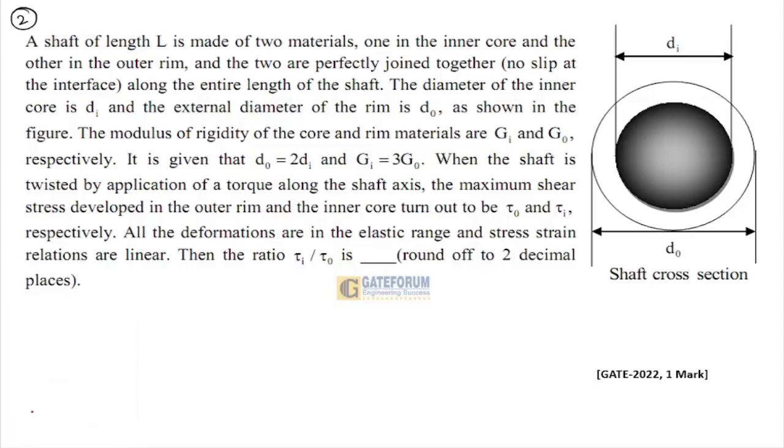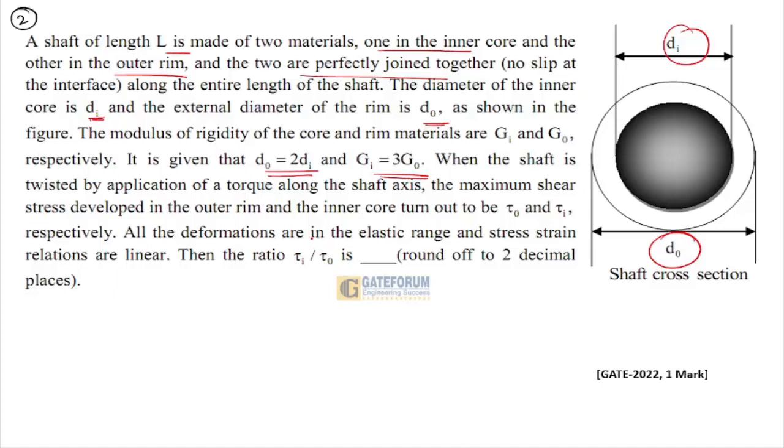Question number 2. A shaft of length L is made up of two materials, one in the inner core and the other one in the outer ring. Two are perfectly joined with each other, no slip at the interface. Along the entire length of the shaft, the diameter of the inner core is di and the external diameter of the rim is d naught, as shown in the figure. Modulus of rigidity of core and rim materials are Gi and G naught, d naught equal to 2 di, Gi equal to 3 G naught.